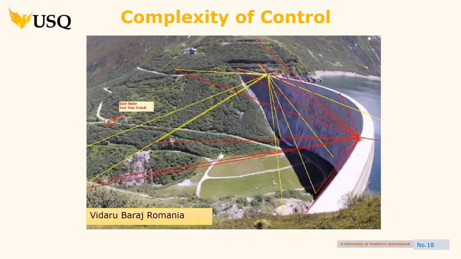This is the Vidraru dam in Romania, and it's a big dam. If you can see here, I've tried to point out, that's actually a 10 to 15 ton truck, that little bit just there. So it gives you some idea of the dam. I want you to see this because a lot of surveyors have never been involved with this sort of thing. When you say, oh yeah, we can monitor the dam, and then you get to some of these big dams and other big structures, you see the immensity, the size of it. Here these lines are actually control points for monitoring the dam in this particular case study.